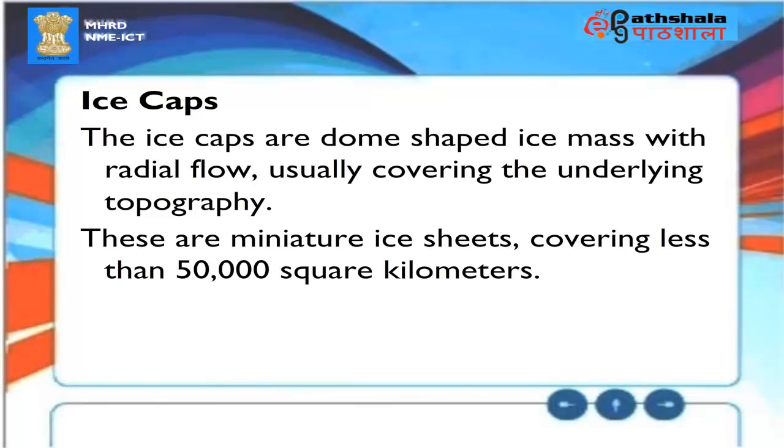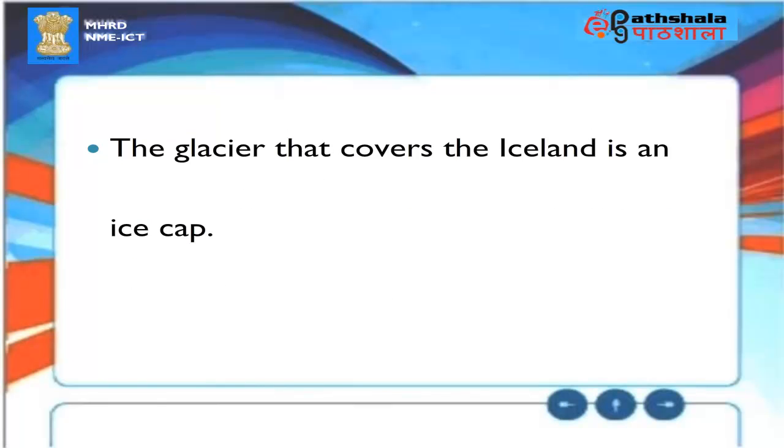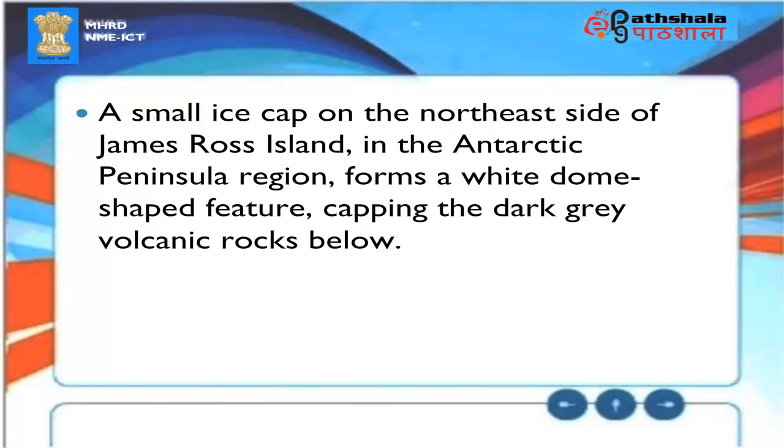Ice caps. The ice caps are dome-shaped ice masses with radial flow, usually covering the underlying topography. These are miniature ice sheets covering less than 50,000 square kilometers. When a glacier lies on a high mountain plateau and moves out in all directions, it is called an ice cap. The difference between an ice sheet and an ice cap is one of scale. The ice sheets are larger in size. The glacier that covers Iceland is an ice cap. A small ice cap on the northeast side of James Ross Island in the Antarctic Peninsula region forms a white dome-shaped feature, capping the dark grey volcanic rocks below.